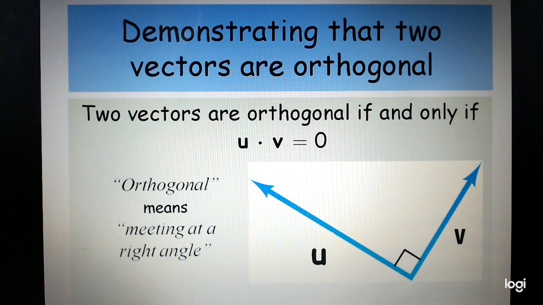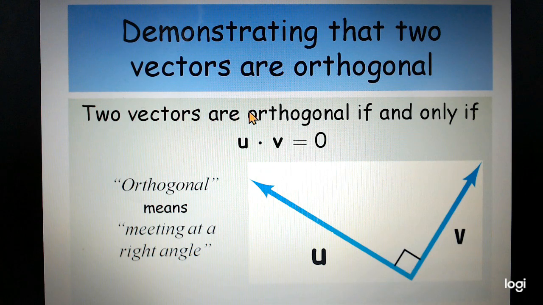Now the word orthogonal in plain English means meets at a right angle. So this is a word we use if we're talking about vectors. If we're talking about lines, we usually use the word perpendicular. So it means the same thing. It's just that orthogonal is the word that we use with regard to vectors.